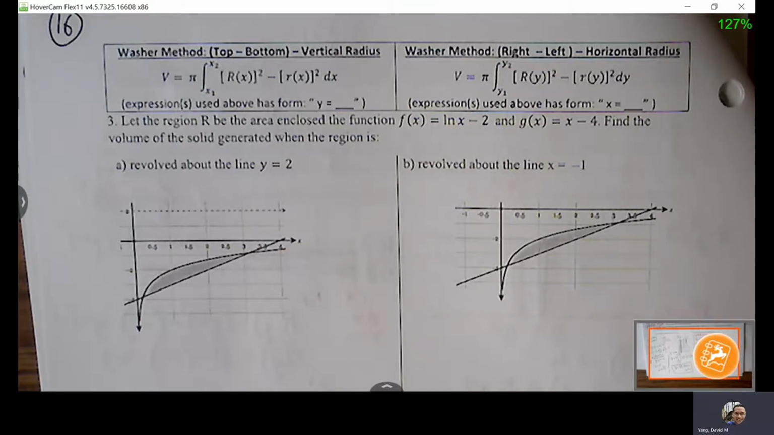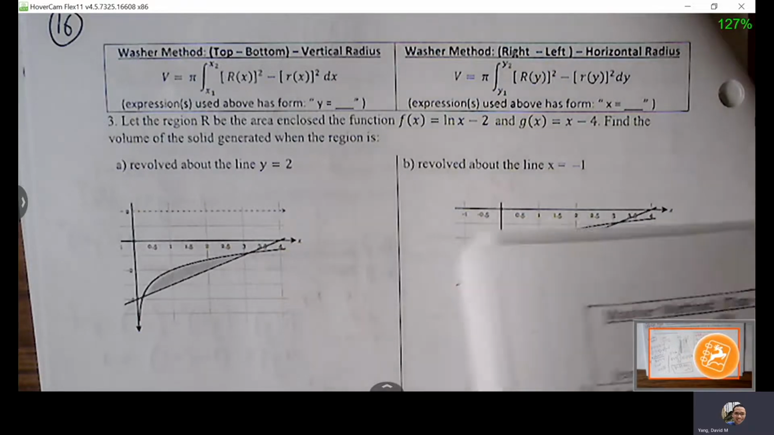I'm walking around seeing that you guys are drawing your radius correctly for this washer method, so that's good to see. To find the bounds, there's two ways about it. Solving it by hand is kind of difficult to do, so we want to be able to use our calculator.